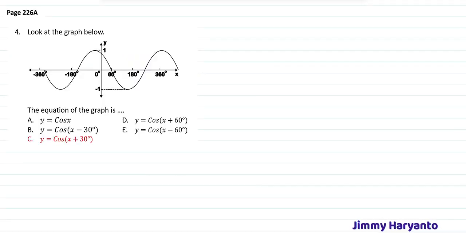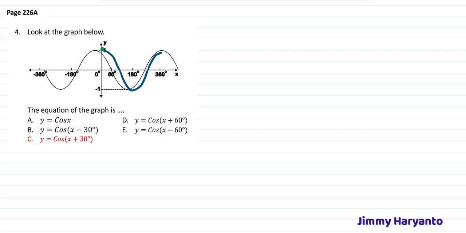And then question 4. For question 4, you have to determine the equation of the graph. Basically, if you have these questions, you have to compare it with the original. The original graph will be like this: 90, 180, 270, and 360. Okay, the graph is somewhat misleading because it should be like this. So that's okay.